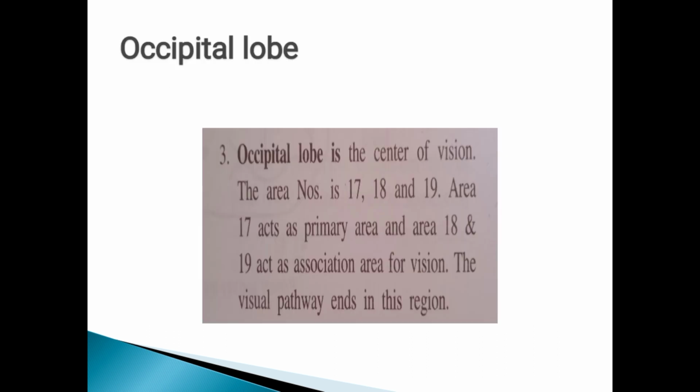Next, coming to the occipital lobe. The occipital lobe is the center for vision. In this occipital lobe, the primary area, area number 17, receives the visual input. We call it the primary area. Then areas 18 and 19 act as association areas for vision. That means the visual pathway ends in this region. Area 17 just receives the visual input. Then in areas 18 and 19, interpretation of this visual sensation takes place.